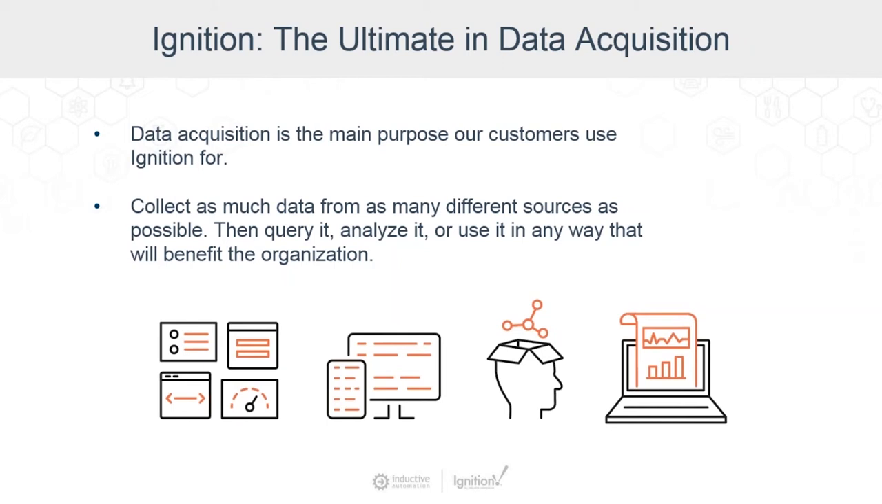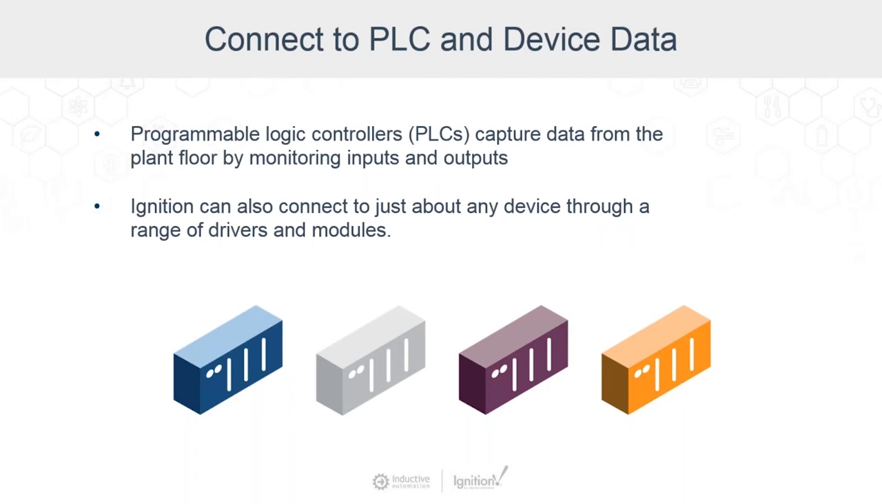With Ignition, you can connect to data from any PLC or device. PLCs are really the basis of most control systems, as you know. They automate electromechanical processes and are used to control machinery. They also capture data from the plant floor by monitoring inputs and outputs. Ignition also connects to just about any device used by industrial organizations. It does this through a range of different drivers and modules.